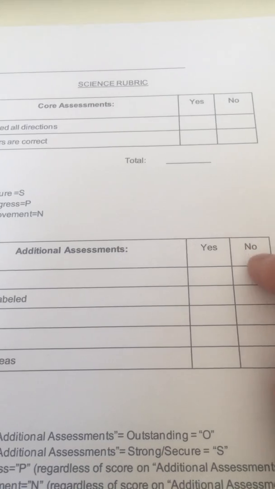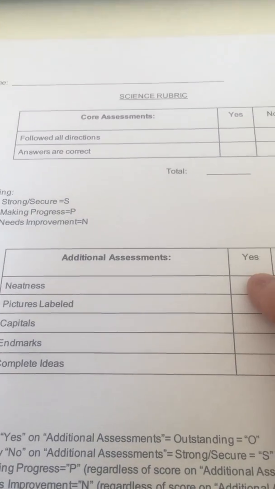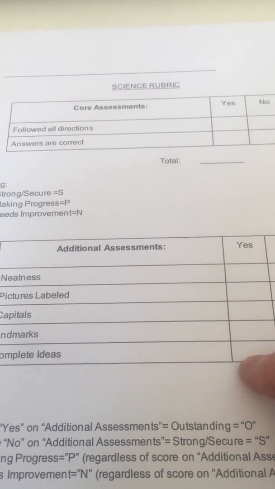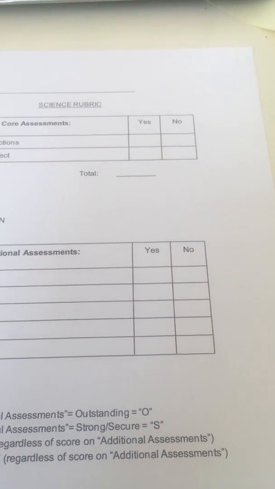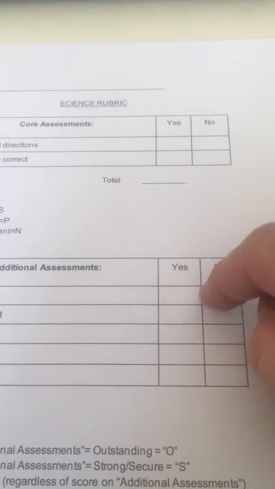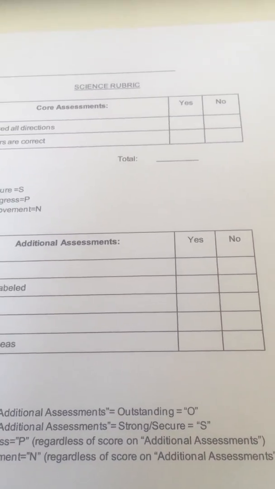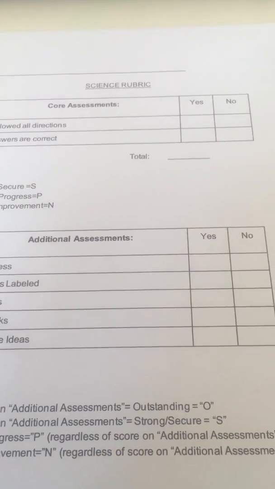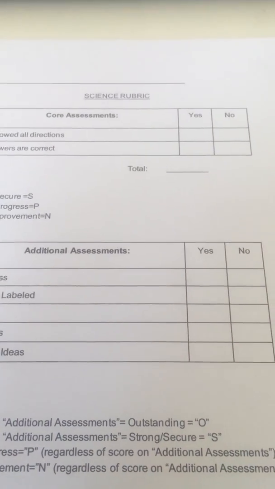Now, if you find that you are missing one of these things, maybe it's not neat, or your picture's not labeled, capitals or end marks are missing, or you don't have a complete idea, does that mean you can't get an O for outstanding? No. Go back and fix it. That's the big idea of this paper. It's to help you find your mistakes. We all make mistakes, so now we want to find them and fix them. That's what great scientists, engineers, and leaders do.